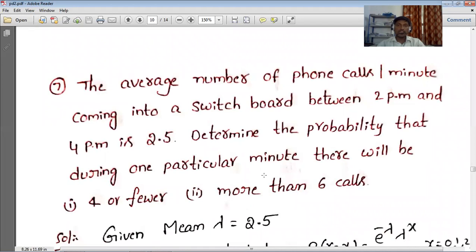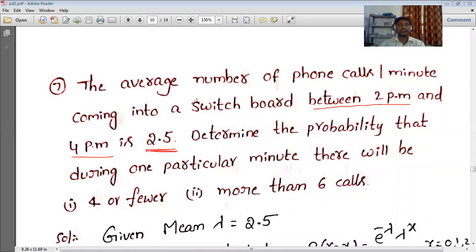Second one, more than 6 calls. Okay, so here it is, same as the previous one. The average number of phone calls per minute coming into a switchboard between 2 p.m. and 4 p.m. There it is, in the previous one they gave a particular 10 minutes. Here they are giving a specific time, between 2 p.m. and 4 p.m., and the average is 2.5.